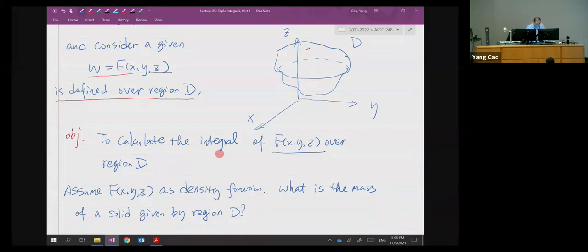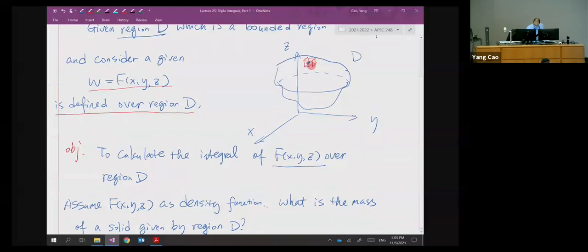So let's calculate the mass. Here's what we're going to do. Let's pick a point within this region D, and then we create a very, very small cube around that location. Let's say this is a location at xi, yi, zi. Then we create a small region with delta x, delta y, and delta z for that little cube.